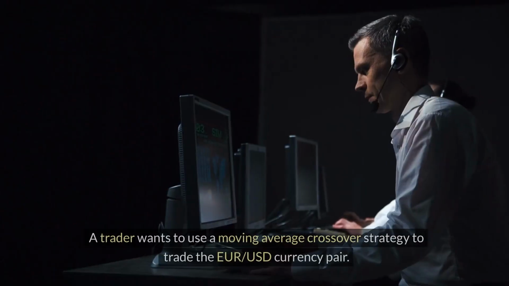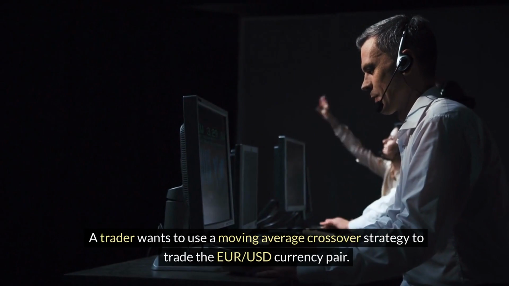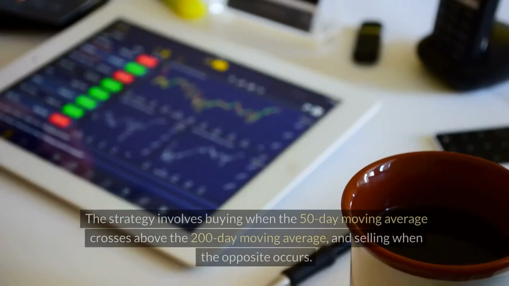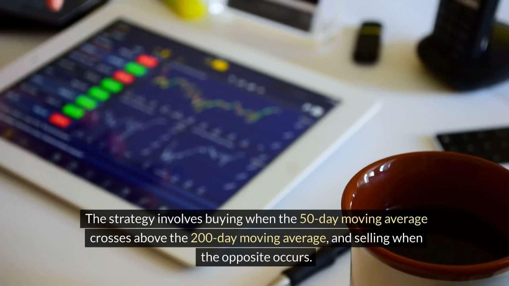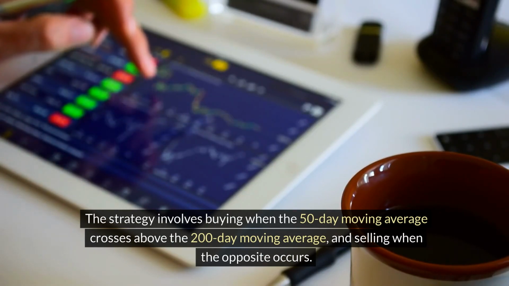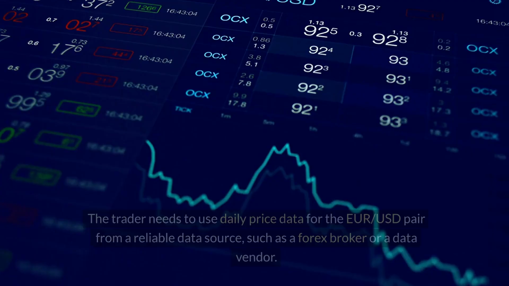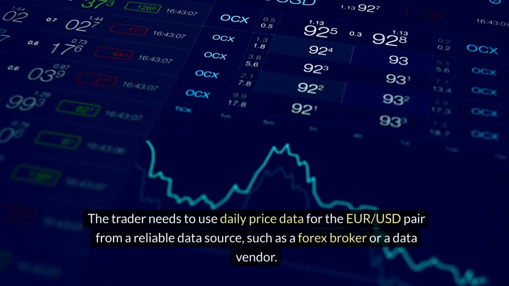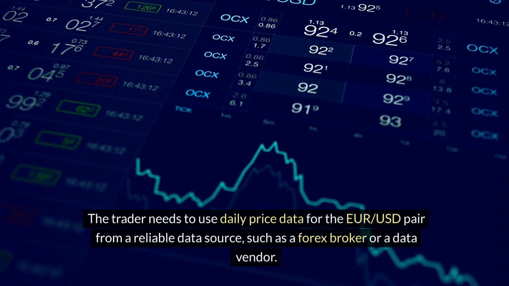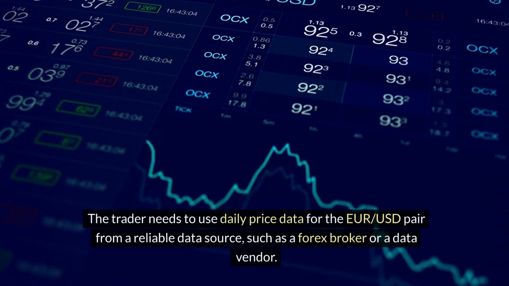Example: a trader wants to use a moving average crossover strategy to trade the EUR/USD currency pair. The strategy involves buying when the 50-day moving average crosses above the 200-day moving average, and selling when the opposite occurs. The trader needs to use daily price data for the EUR/USD pair from a reliable data source, such as a forex broker or a data vendor.